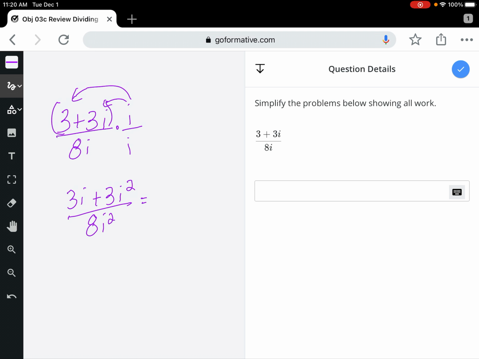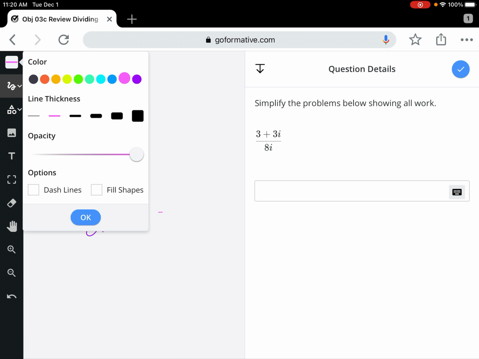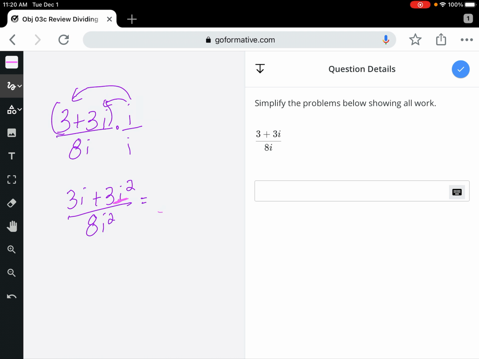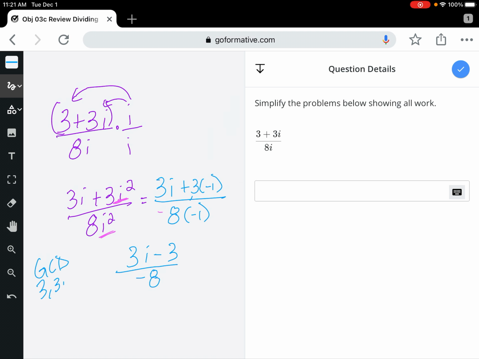In this case, you're going to replace the two i squareds. You're going to replace this one here and this one here. So this is going to be 3i plus 3 times negative 1 over 8 times negative 1. That's 3i minus 3 over negative 8. You want to rewrite it. Is there a GCD of 3, 3, and 8?